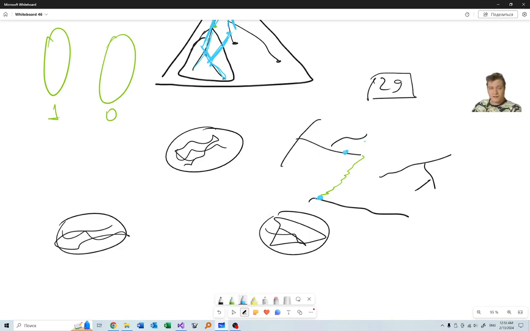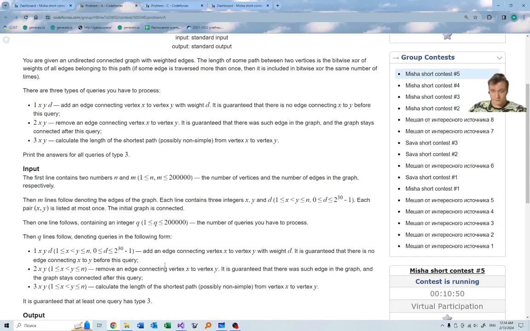So this is my structure, this is my data structure. Now, if I have some added edge, what can I do here? I don't even know how to solve this problem when all numbers are zeros and ones. I don't know what to do. Because everything changes a lot.